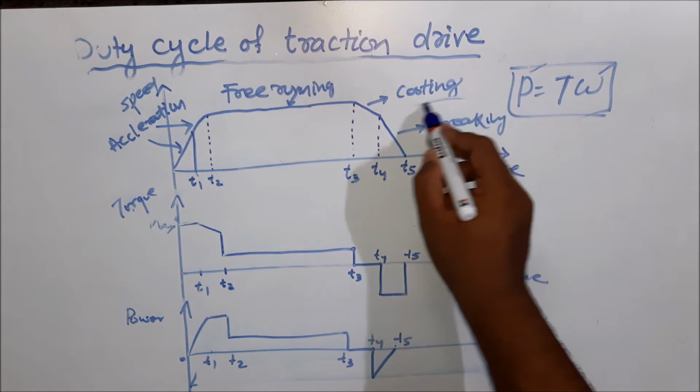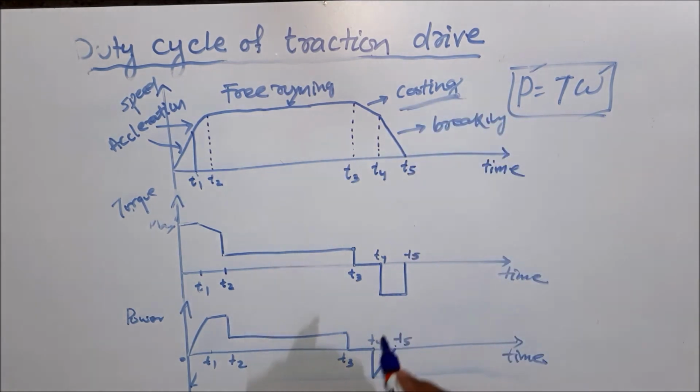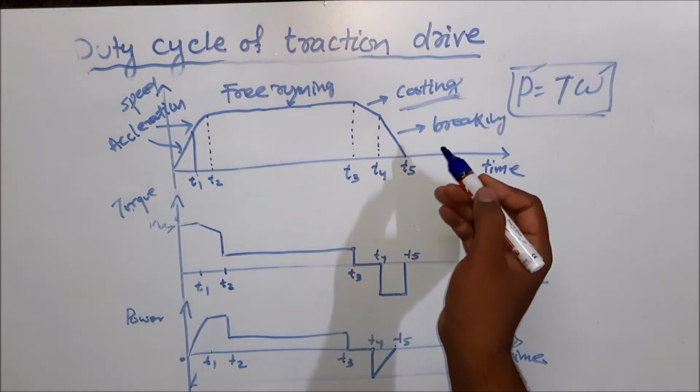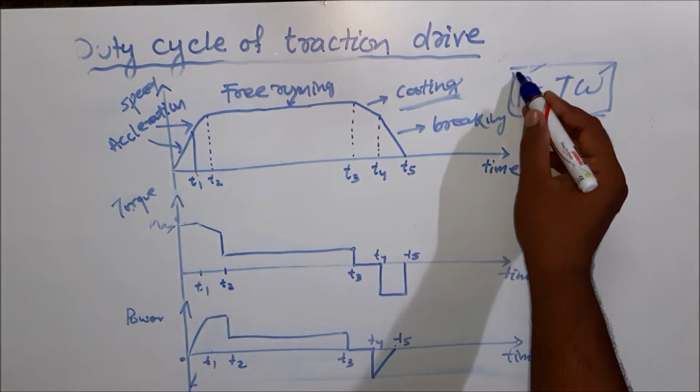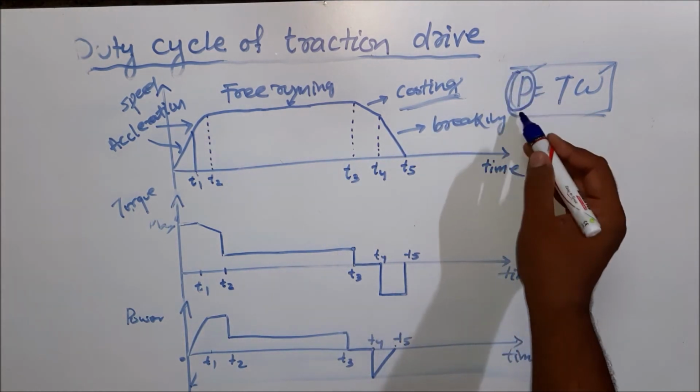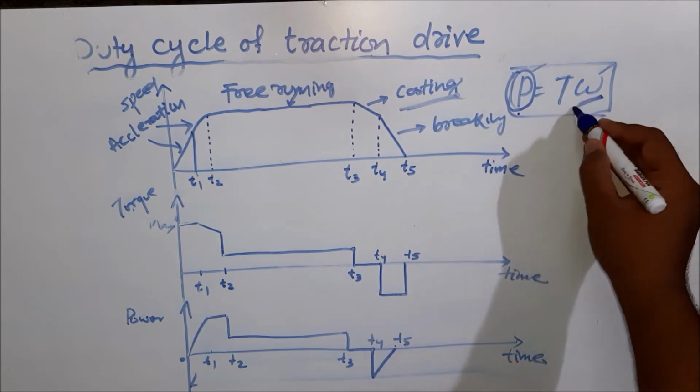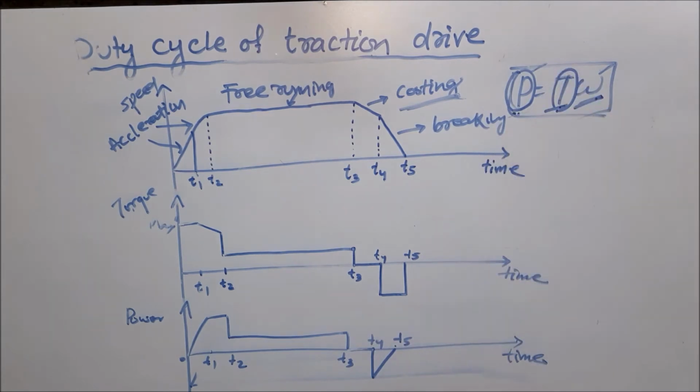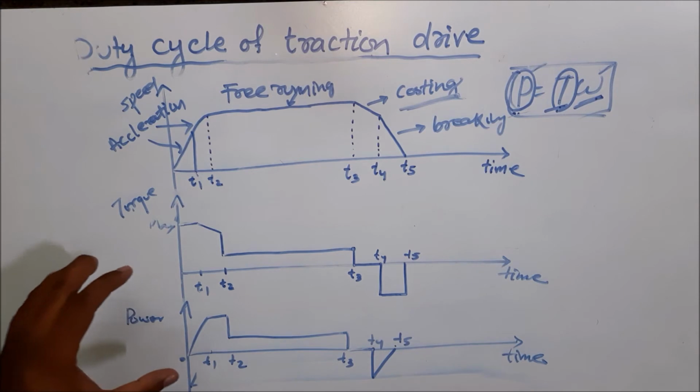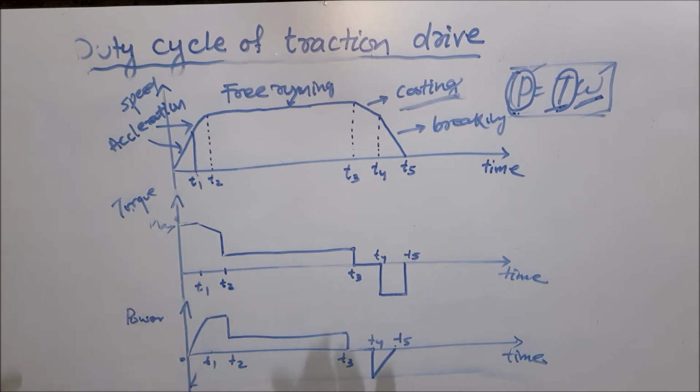In coasting, I told you coasting is nothing but removing the input power supply. When I remove the power supply, my power is equal to 0. When P is equal to 0, irrespective of the speed, my torque is also 0. And when I apply the brake, in electrical braking, what do we do?